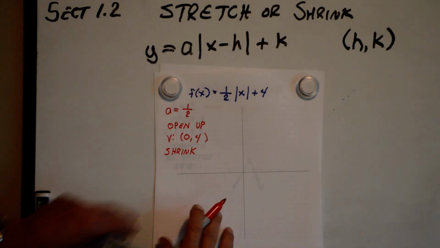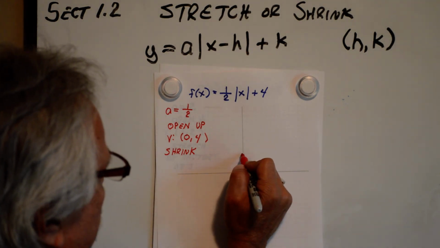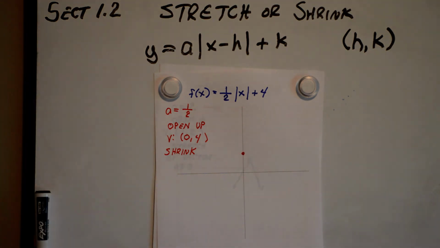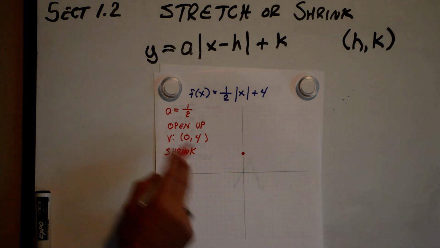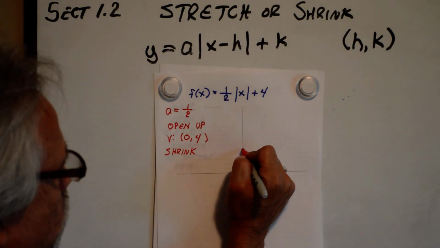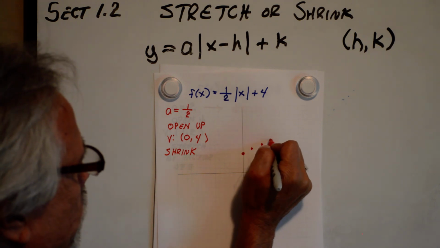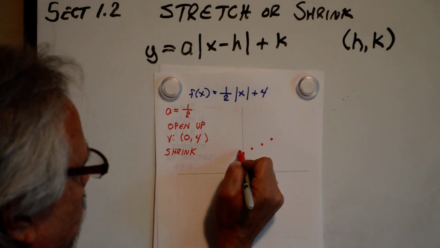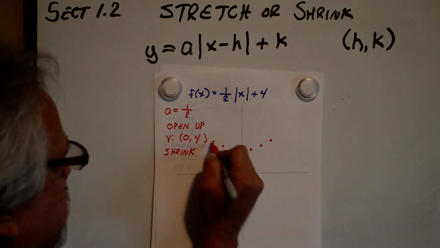And we'll see that my vertex is (0, 4), 1, 2, 3, 4. And then my slope is going to be up 1 over 2, up 1 over 2, and so on.